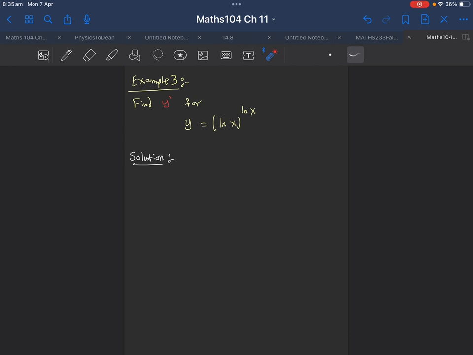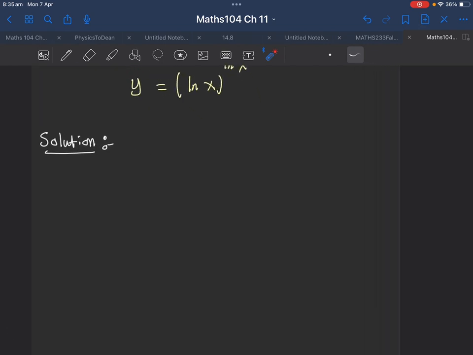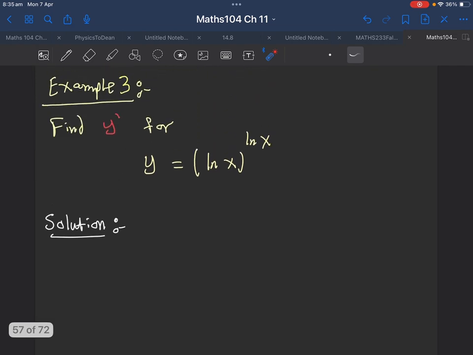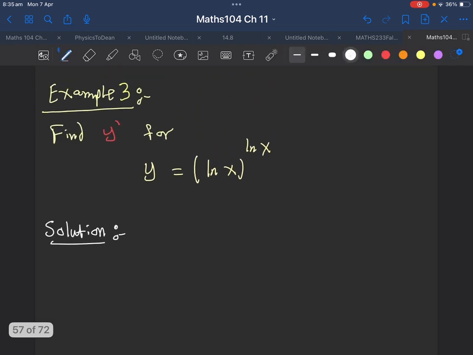The next step looks similar, but with a different flavor. So let's just go ahead and do it here. Again, it's the same steps. Now, this is again a variable to the power of a variable. So we will use logarithmic differentiation.